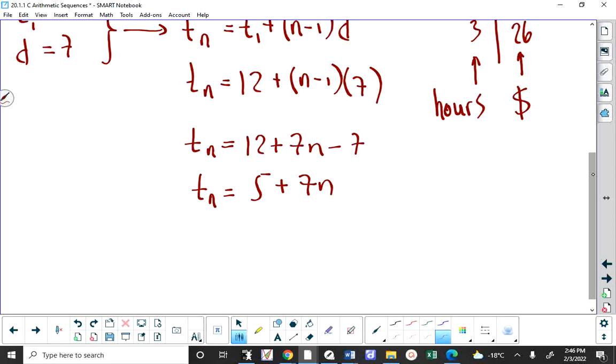7 times n is 7n, 7 times negative 1 is negative 7. And then I have 12 plus 7n minus 7. There you go. There's the answer to the question.